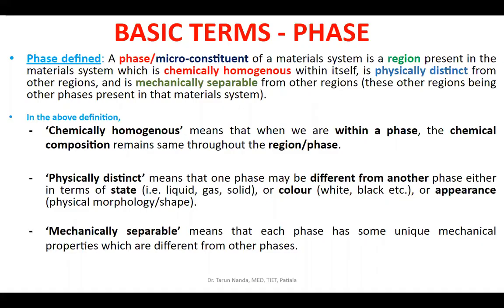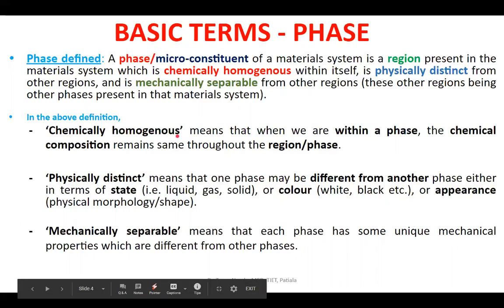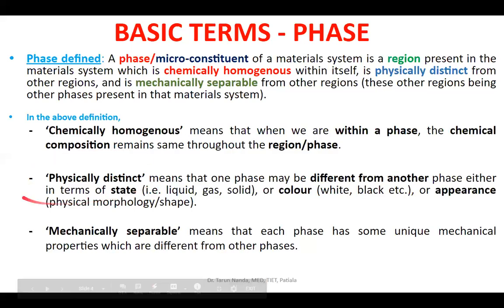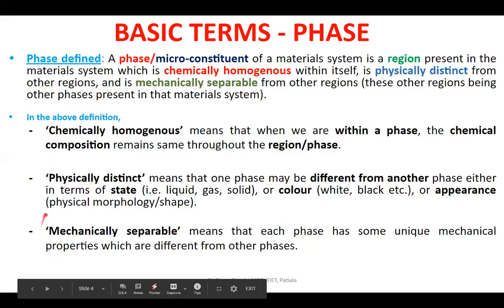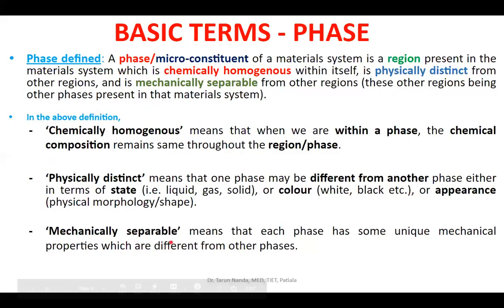So a phase is a homogeneous region present within a material system which has got its own chemical composition, its own physical identity in terms of the state of matter that is existing over there, and also the color, the appearance, the structure, the morphology that is appearing over there. And finally, when you are in a particular region which is being referred to as a phase, that region would have its own set of mechanical properties, which would be different and separable from other regions, which are other phases present in a materials system.